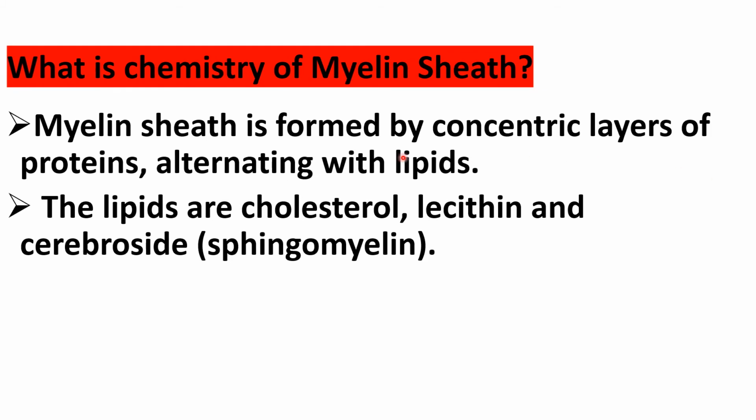Then what is the chemistry of the myelin sheath? So myelin sheath is formed by concentric layers of proteins alternating with lipids, and these lipids are cholesterol, lecithin, cerebroside and sphingomyelin.